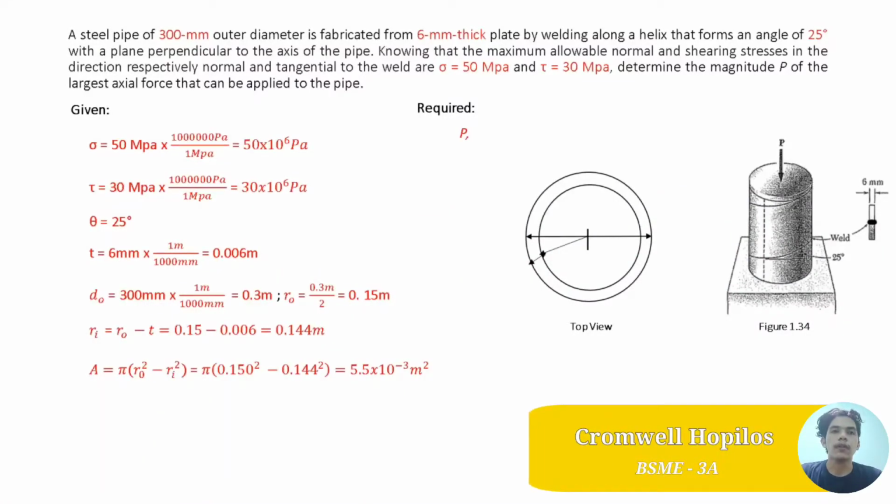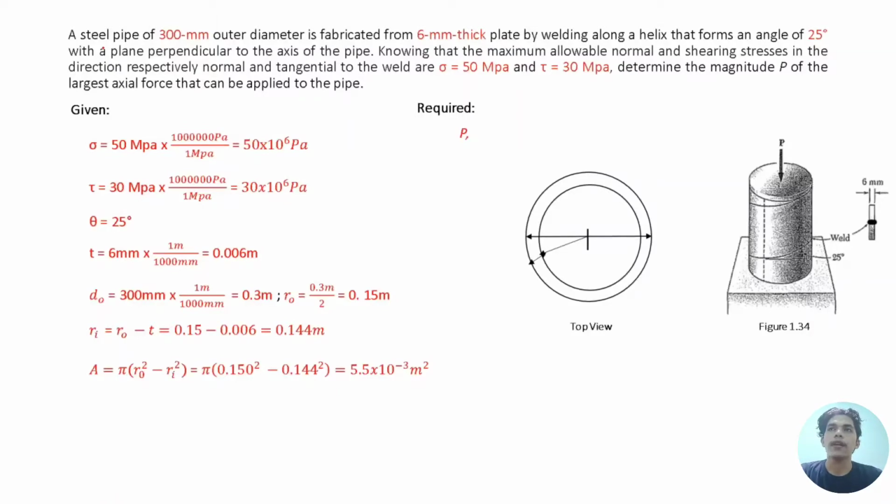We are going to solve problem 1.34. A steel pipe of 300 mm outer diameter is fabricated from 6 mm thick plate by welding along a helix that forms an angle of 25 degrees with a plane perpendicular to the axis of the pipe. Knowing that the maximum allowable normal and shearing stresses, respectively normal and tangential to the weld, are 50 megapascal and 30 megapascal, determine the magnitude P of the largest axial force that can be applied to the pipe.